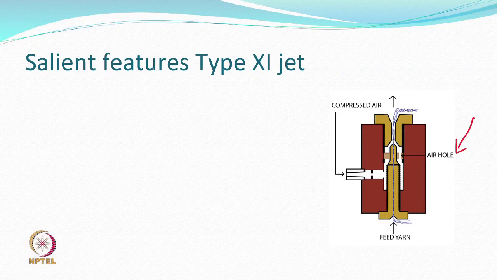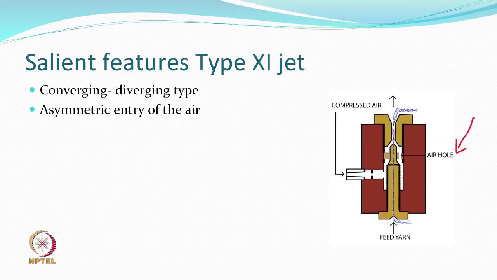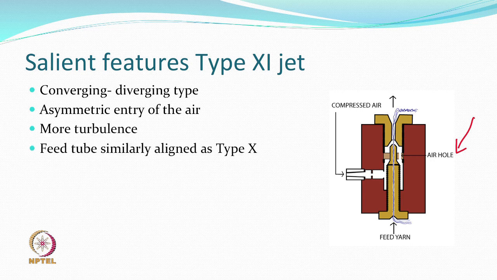So, some salient features of type 11 jets. So, become converging, diverging. Converging, so that velocity increases, diverging, again they gave back as this will be more important. We will talk about the diverging and effect of this. Asymmetric entry of the air around the feed tube to create more turbulence. The feed tube is similarly aligned as the type 10, all right. So, difference only is asymmetric entry and of course, converging diverging type of a jet.